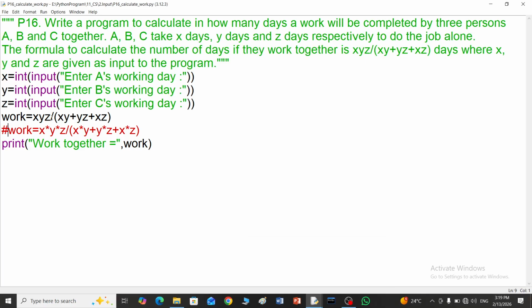X, Y, Z, it's not taking them as different. It's taking them as one variable. Okay, one variable. And here X is different, Y is different, and Z is different. That's why X multiply Y multiply Z is required. Okay, so here multiply is not mentioned, but you understand that. The multiply is there, but the computer cannot understand that. So that's why we need to put the multiply in the formula.